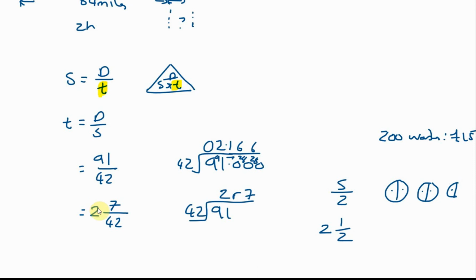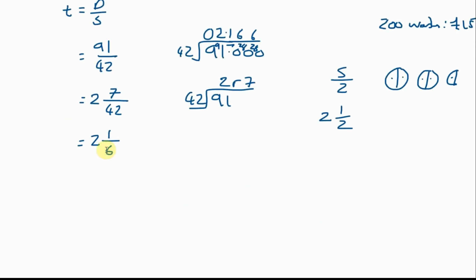Okay, and at this point, we can then do this much easier than what I think we can do with decimals. So 7 divided by 42, well, what number goes into 7 and what number goes into 42, so we can simplify top and bottom. Well, 7 is a prime number, so hopefully 7 goes into top and bottom. So if I divide the top by 7, I'll get 1. If I divide 42 by 7, I'll get 6. So I'm left with 2 and 1/6. So 2 and 1/6 hours would be your time.